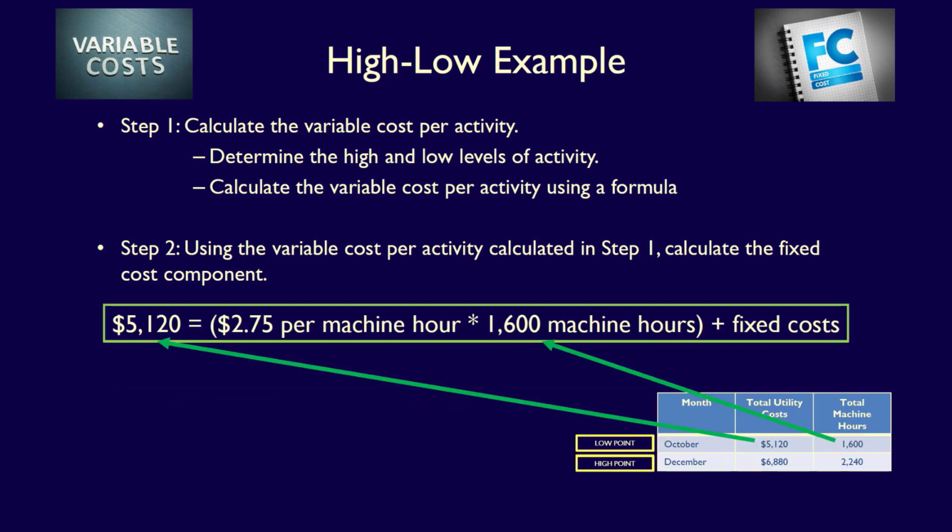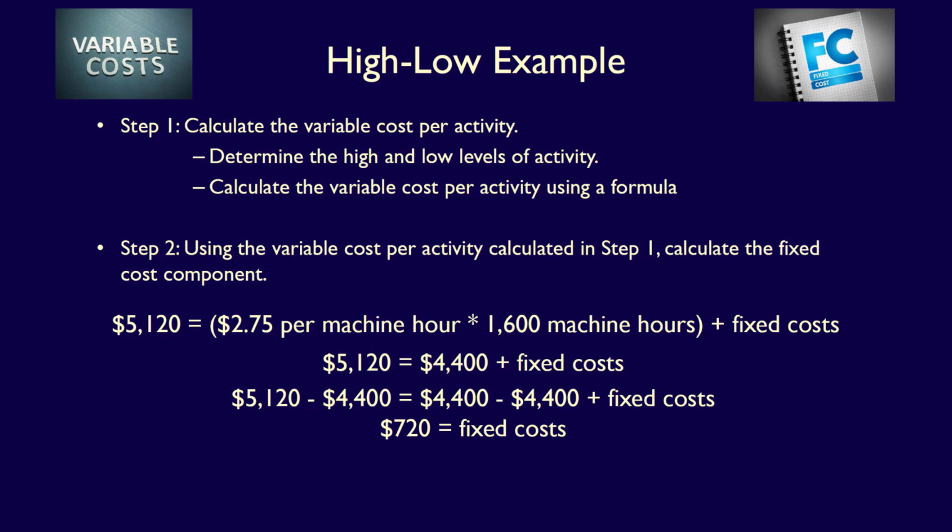Let's go back again. Could we have used the low level of activity and the related low level of cost to perform step 2 and calculate the fixed cost? Could we have used low machine hours from October of 1,600 with a total utility cost of $5,120? And the answer is absolutely yes. It doesn't matter if we use the high or the low level of activity to solve for the fixed costs.